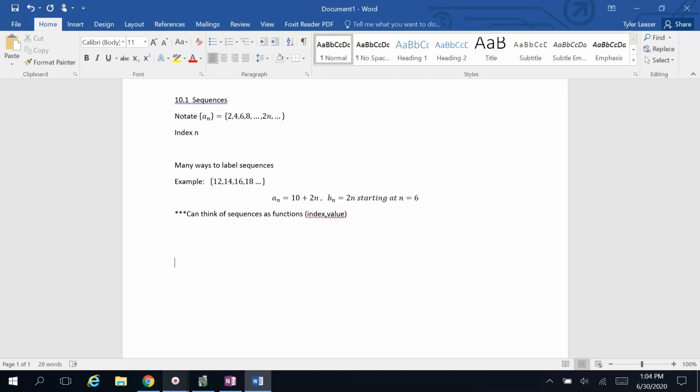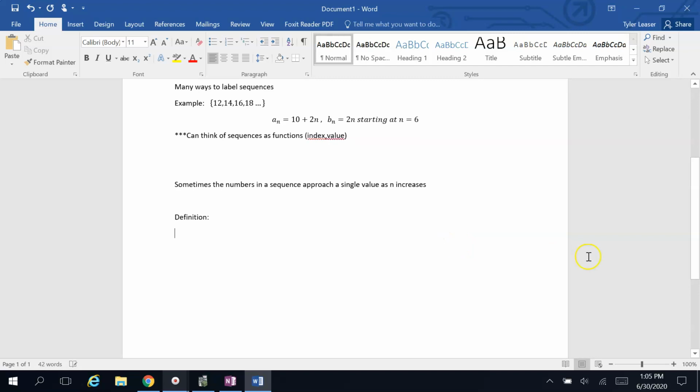Okay, so moving on from that, sometimes the numbers in a sequence approach a single value as n increases. That is not the case for the example that we have here, right? This blows up to infinity. Same thing with the first example we had with the even numbers, it blows up to infinity. But there are certain sequences out there that will approach a single value. And that single value is what we call the limit of that sequence. And so let's get a definition for that. A little long of a definition.